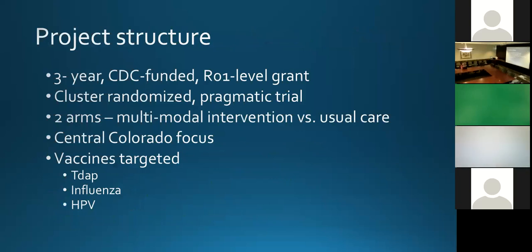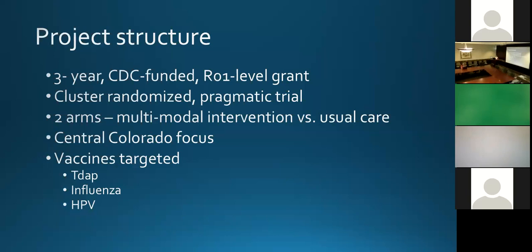So this project was a 3-year grant that was funded by the CDC. It was an R01 level grant, so a decent sized budget. And it was designed as a cluster randomized pragmatic trial that had 2 arms. So the first arm was implementation of a multimodal intervention, including one or more of those evidence-based practices, and I'll explain a little bit about how we decided what to do, versus usual care.